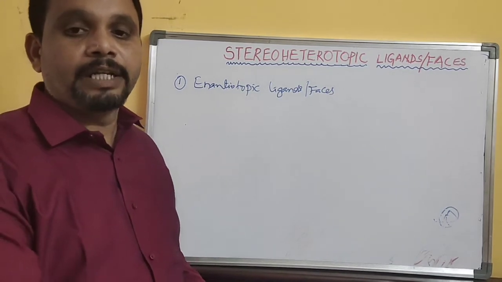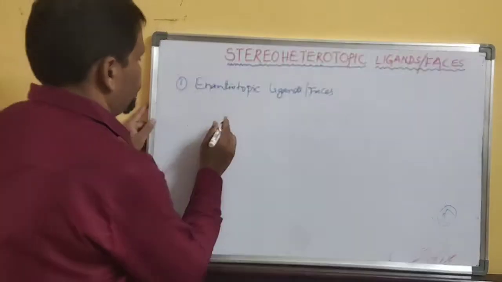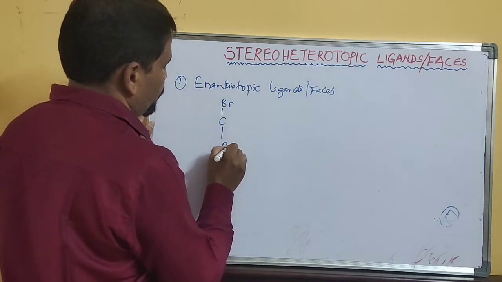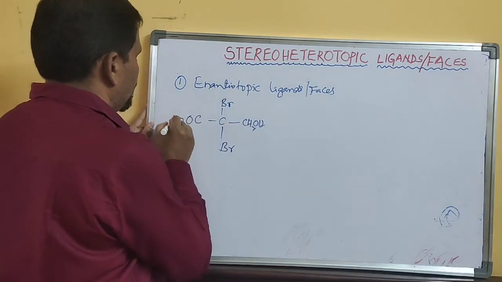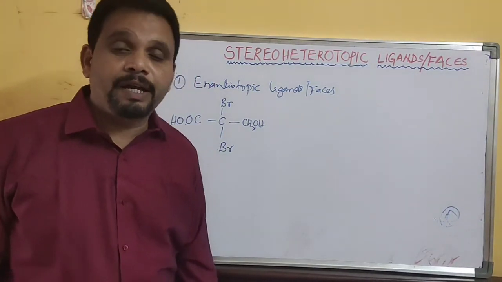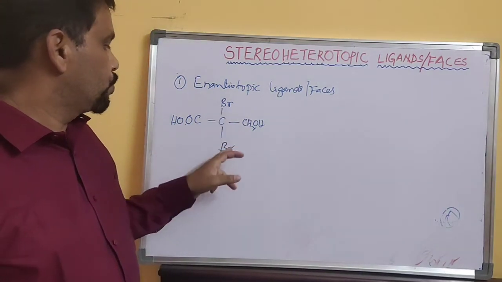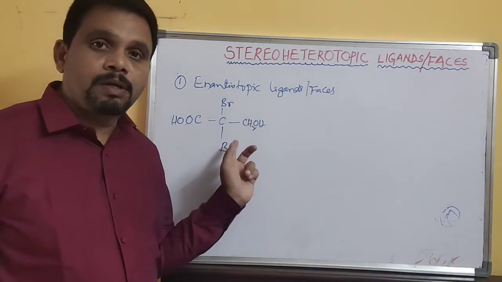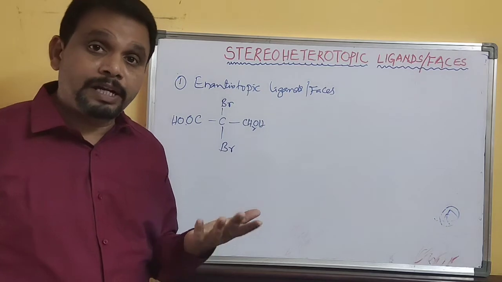Okay, enantiotopic ligands. I'll give you some more examples. Suppose this is the dibromo substituted molecule, CH2OH, CBr2, COOH. Suppose this is one of the examples. How can we identify or distinguish whether they are homotopic or heterotopic ligands? Because these two bromo atoms or groups are ligands. Do they belong to homotopic or do they belong to heterotopic? Let us find out.